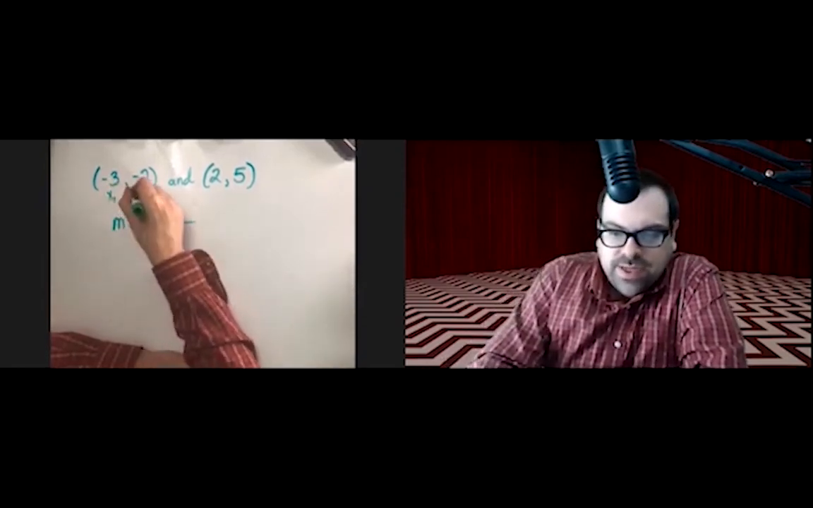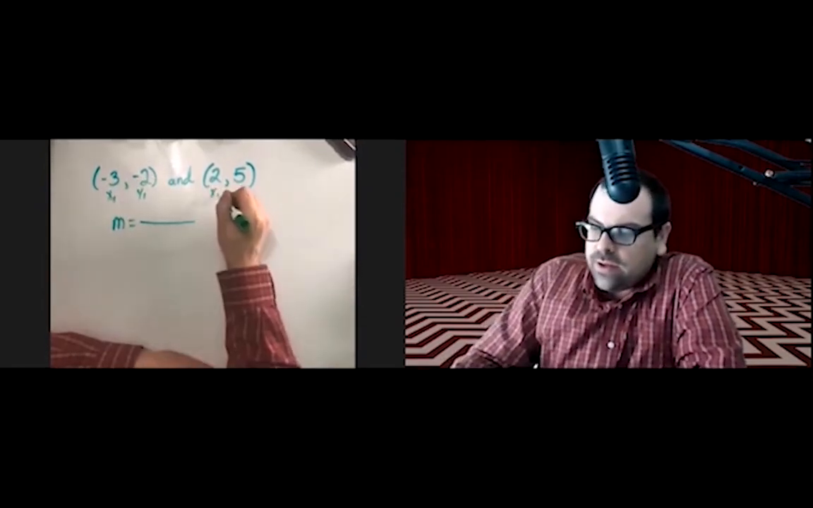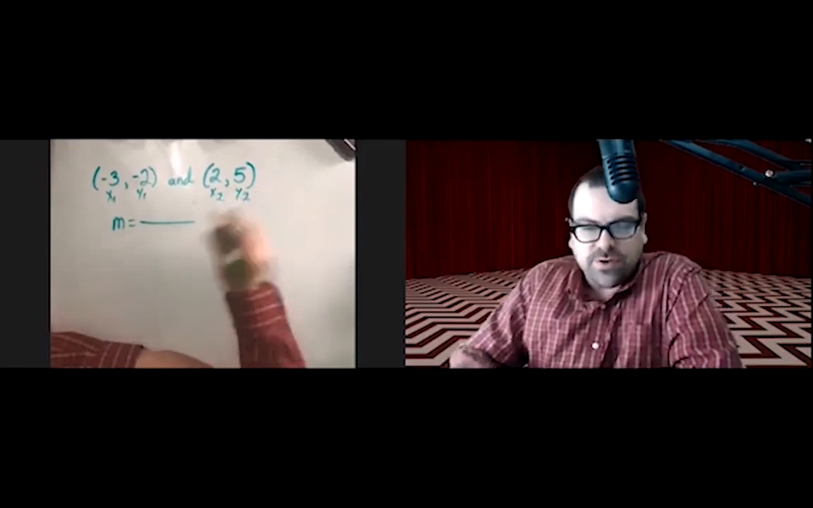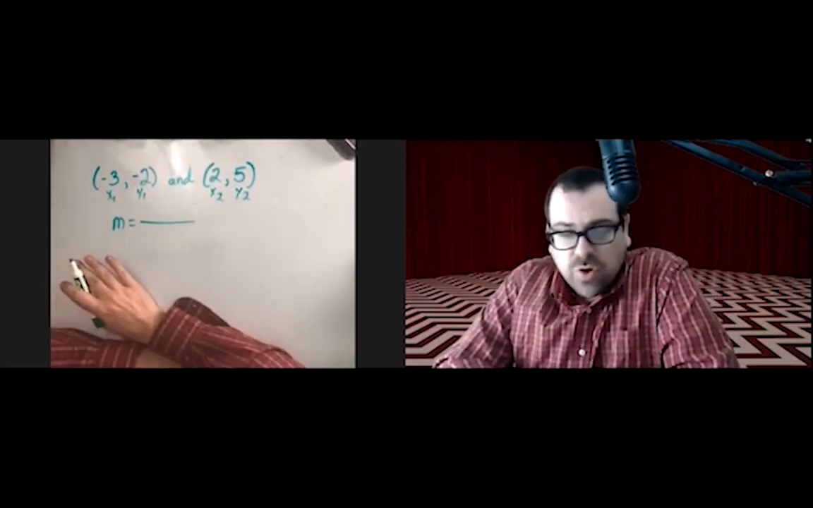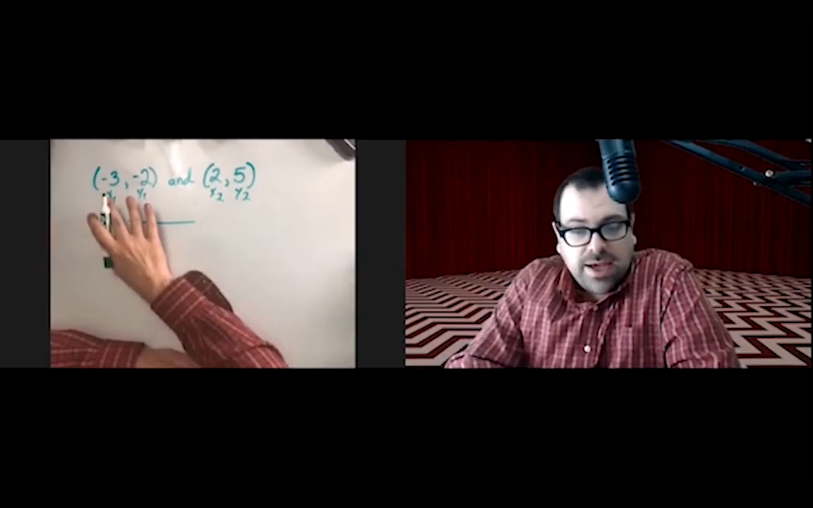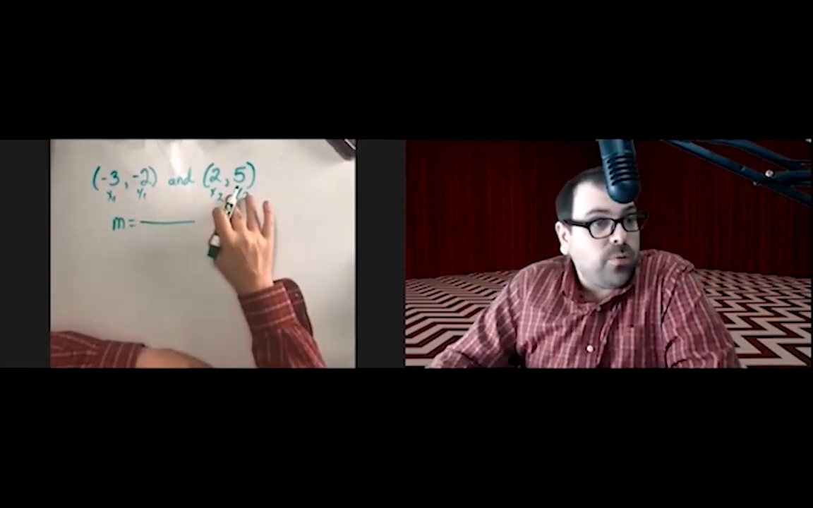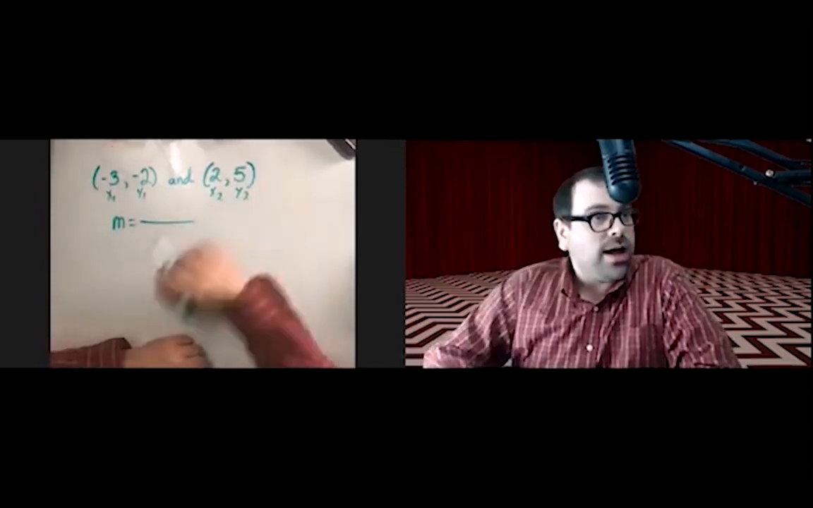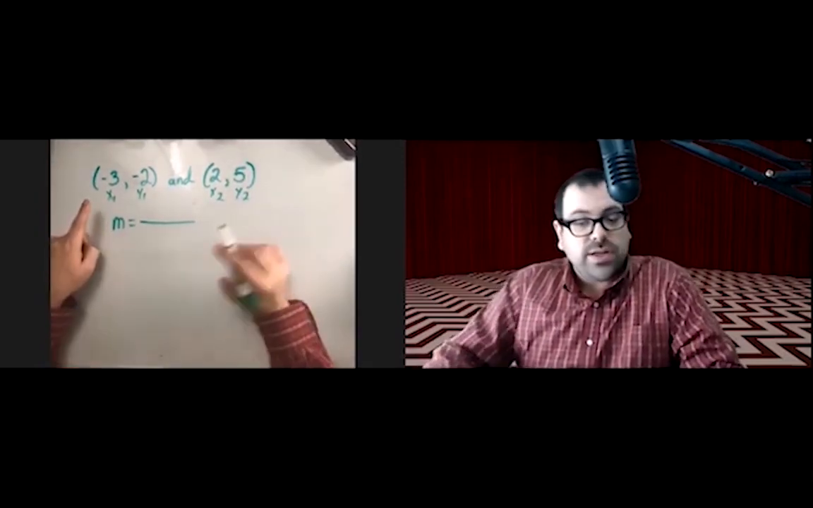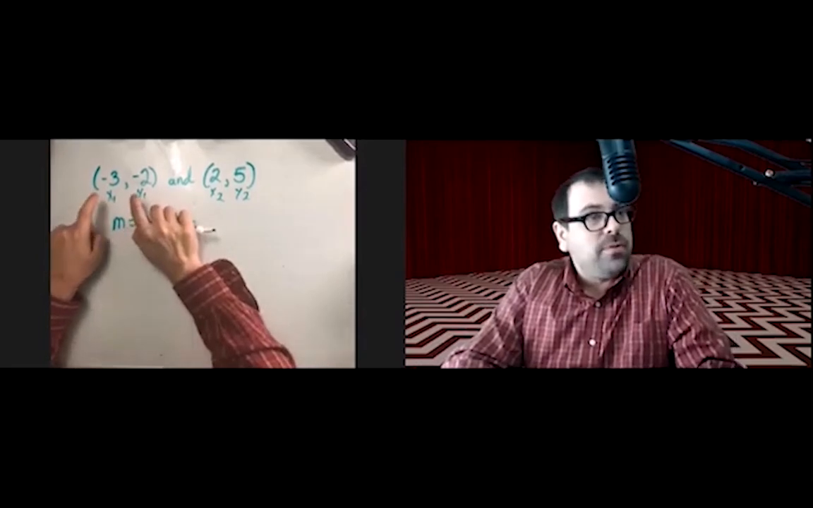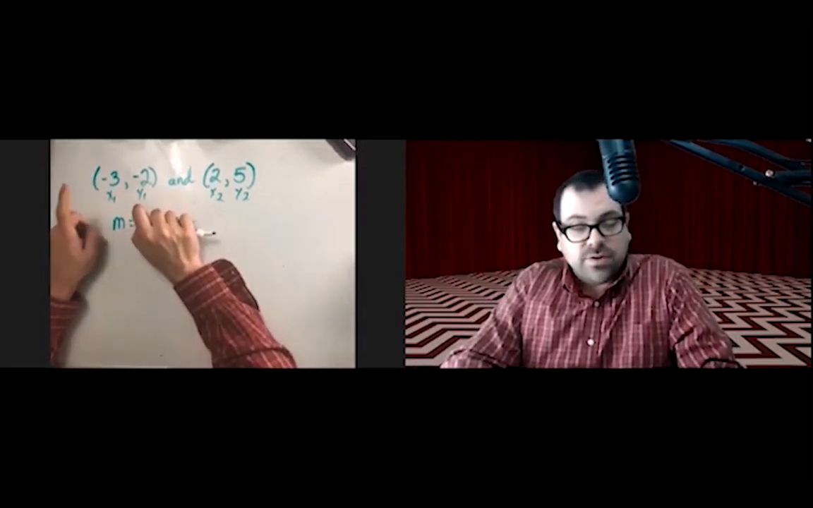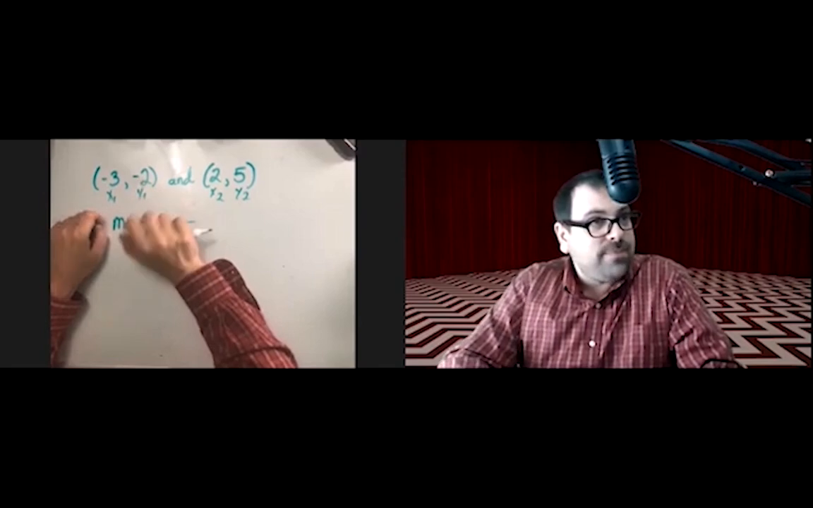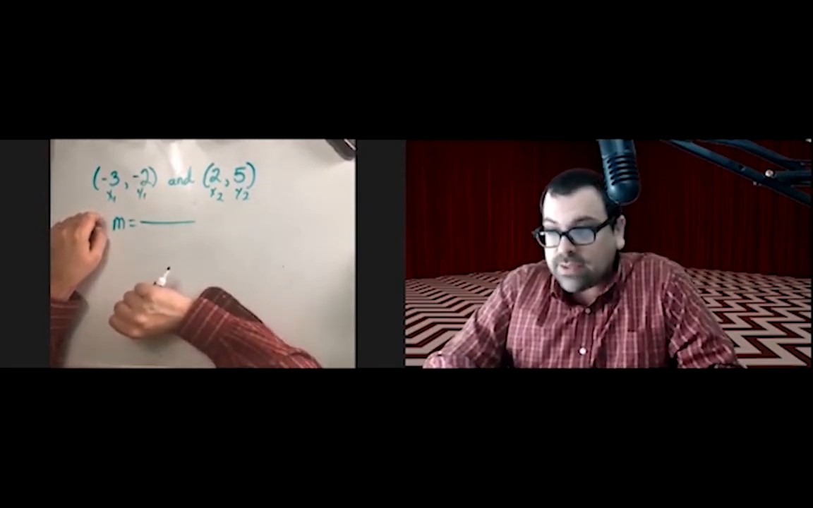So if we call this x1, y1, and x2, y2, be careful. Don't get tripped up and go x1, x2, y1, y2. This isn't a point x and a point y. These are two coordinates. Coordinates have the form xy. So the first is always an x. The second is always a y.